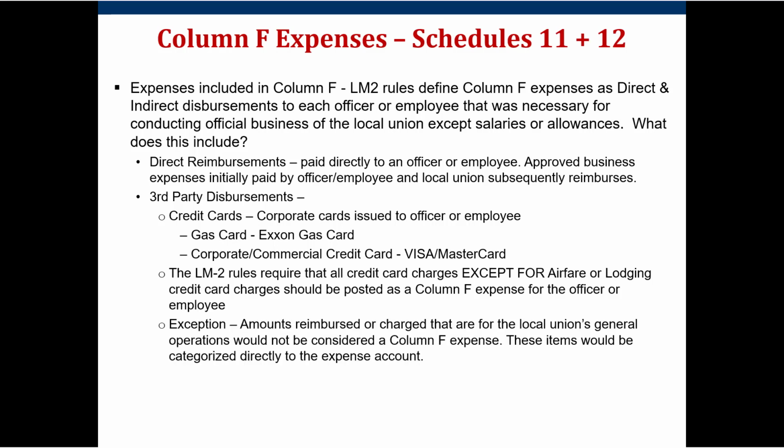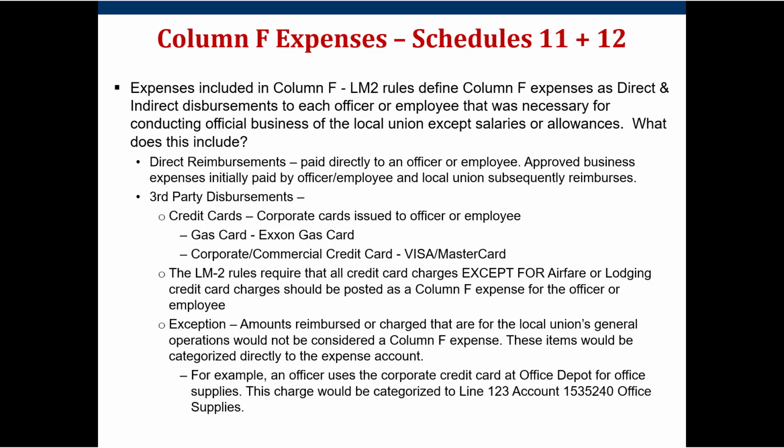Now, there is an exception here, and this would apply to amounts reimbursed or charged that are for the local union's general operations. These would not be considered a column F expense. These items would be categorized directly to the expense account. For example, an officer uses the corporate credit card at Office Depot to purchase office supplies. This charge would be categorized directly to line 123, account 1535240, office supplies.